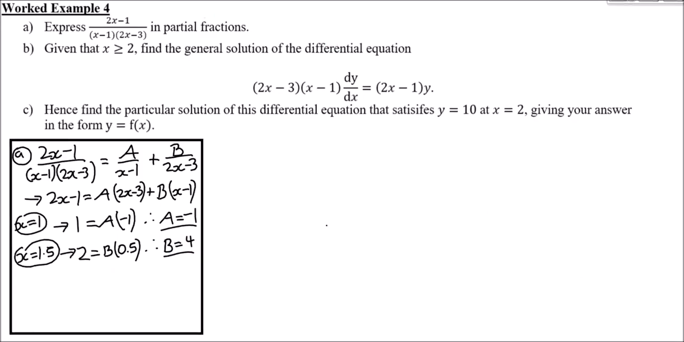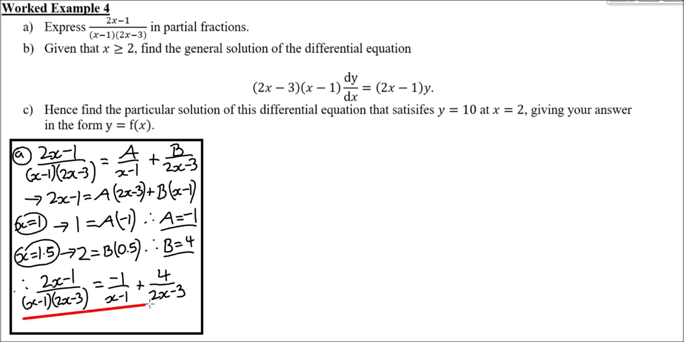Therefore, we have our answer to part A. So we just need to conclude and say, therefore, 2x minus 1 all over x minus 1 brackets 2x minus 3 must equal A, which is minus 1, all over x minus 1, plus B, which we've worked out is 4, all over 2x minus 3. So that part A will be useful to us later on.